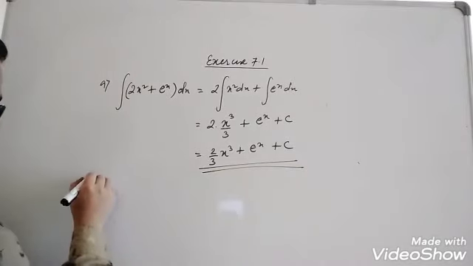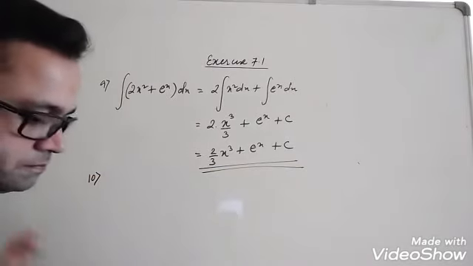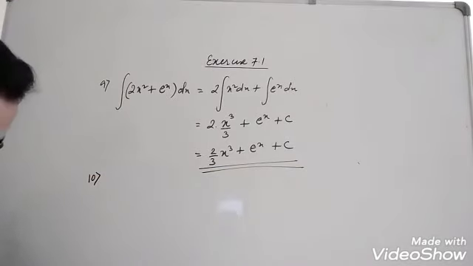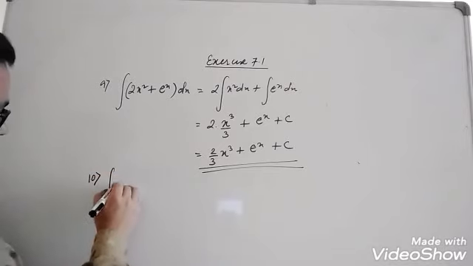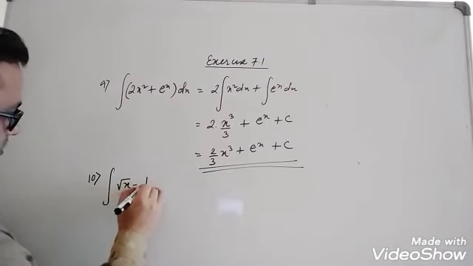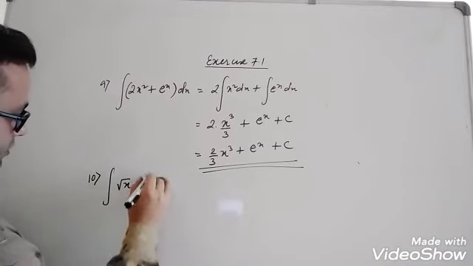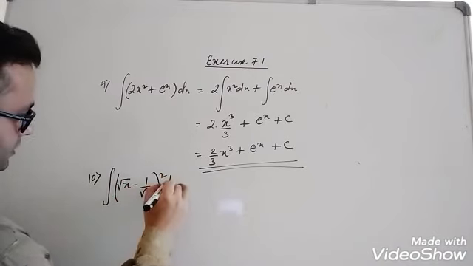Now 10, question number 10. Question number 10 is integration of root under x minus 1 by root under x, whole square, dx.